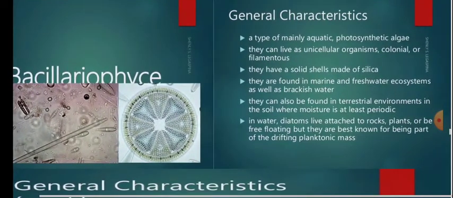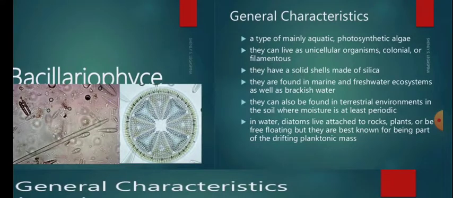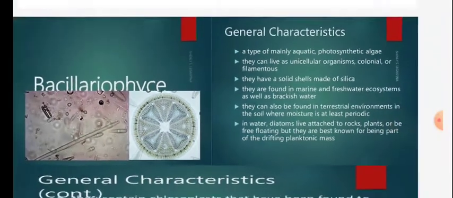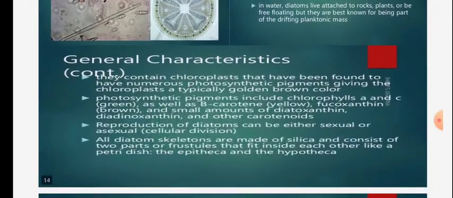Then Bacillariophyceae. It is mainly a type of aquatic photosynthetic algae, unicellular organisms, sometimes colonial, with solid shells made up of silica. They are generally found in marine and freshwater ecosystems. They can also be found in terrestrial environments where the soil moisture is at least periodic, and in water diatoms attach to rocks. So remember this diagram for the Bacillariophyceae.